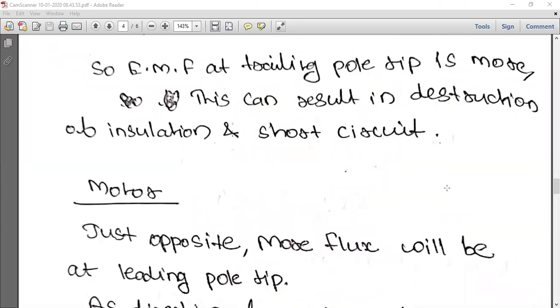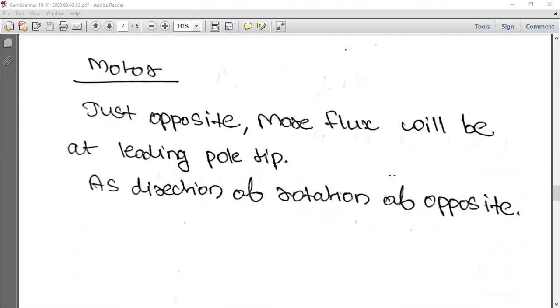So now we have seen armature reaction on the basis of a generator. For a motor, it will be just the opposite. Don't look at both topics and get confused. You just draw the diagram. In a generator, the EMF was more at the trailing pole tip. In a motor, it will be at the leading pole tip. More flux will be at the leading pole tip, as the direction of rotation is opposite. Then you can use your thumb rule and you will get it. Okay. Generator and motor, that's armature reaction for you.